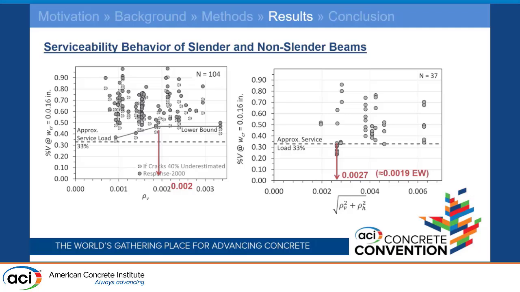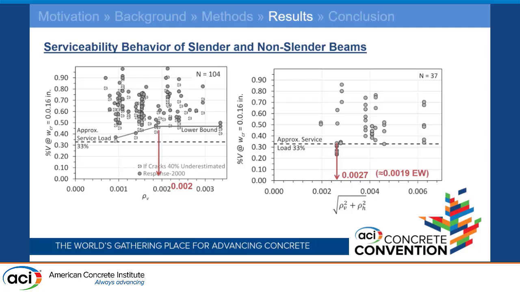The other thing about this chart: on the y-axis is the percent of V test when the crack width is 0.016 inches. That decimal shouldn't be there. 0.016 inches is the serviceability limit, or a commonly used serviceability limit for cracks in concrete. The approximate service load is 33%.